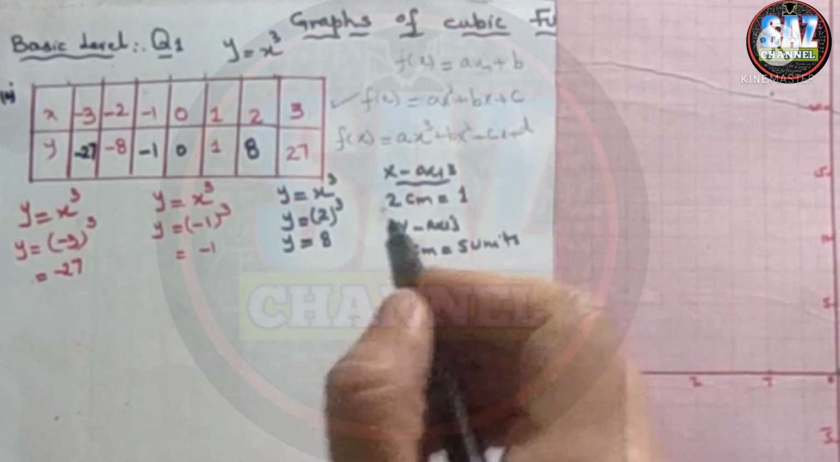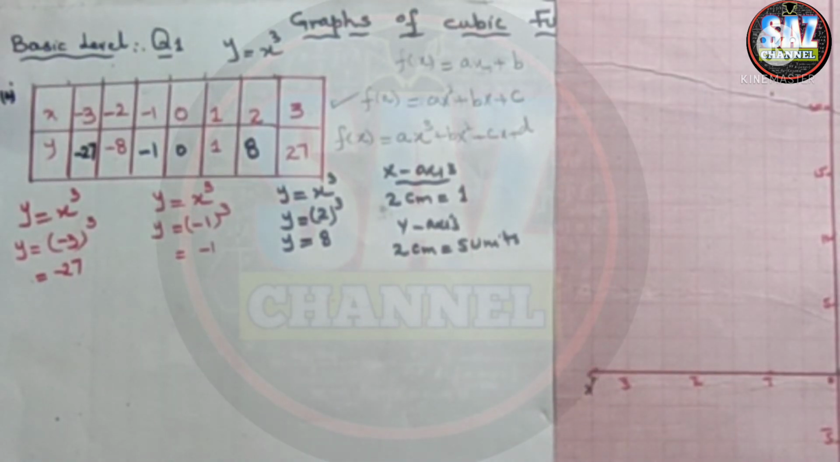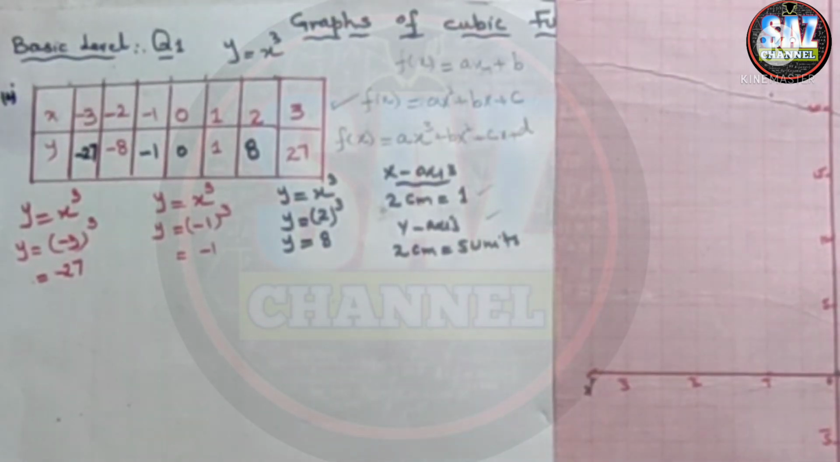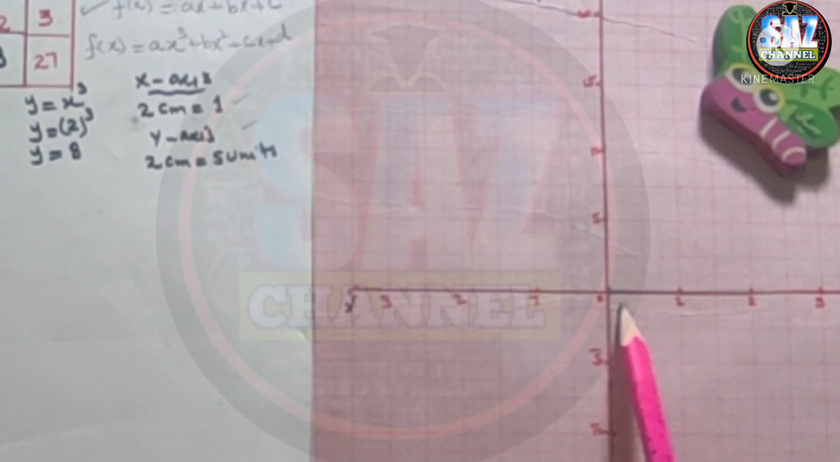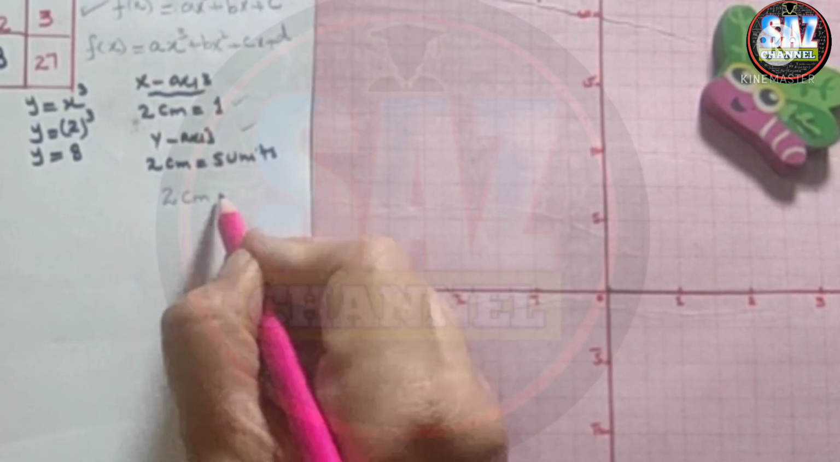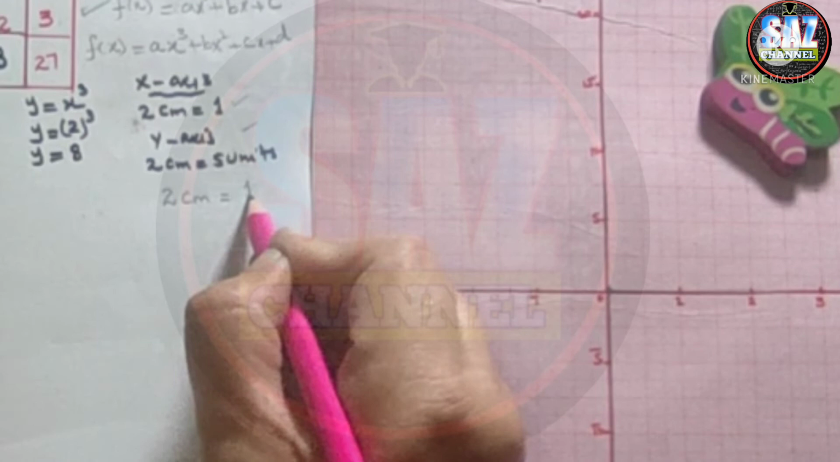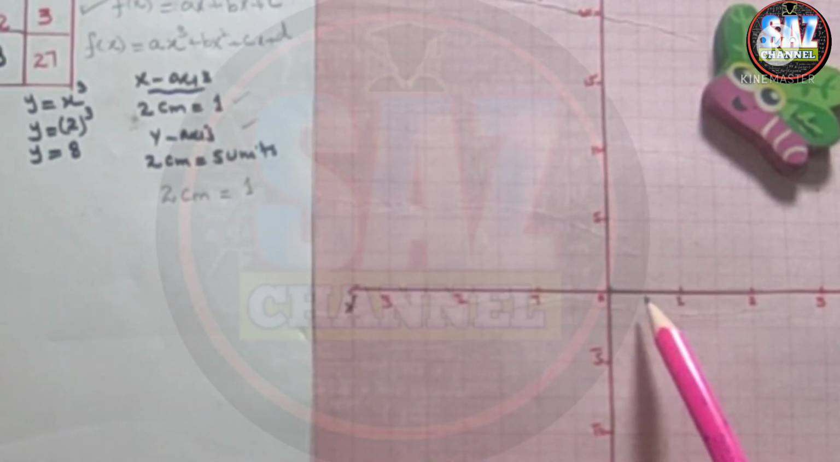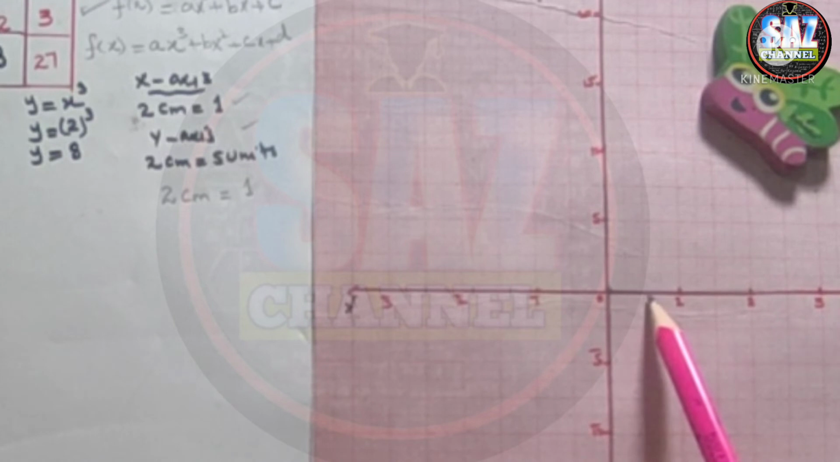Okay, this is really important: follow the scale which is given in the question, otherwise your marks will be deducted in your O-level examination. So for the x-axis, 2 centimeter equals 1. I will be going really slow because some students may find difficulty in understanding the scale for the x-axis and y-axis.